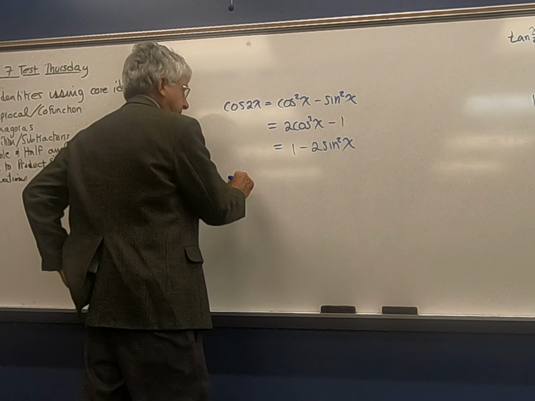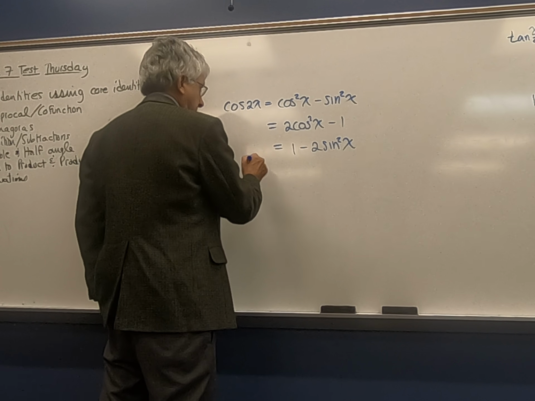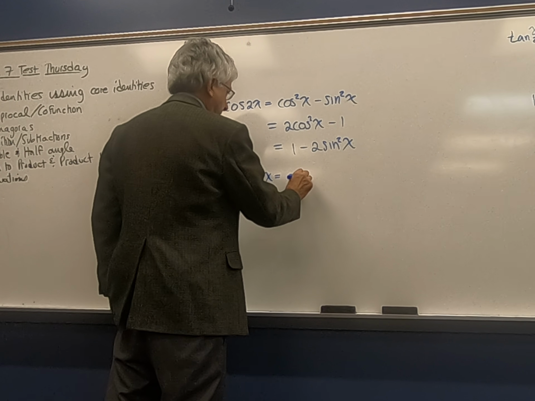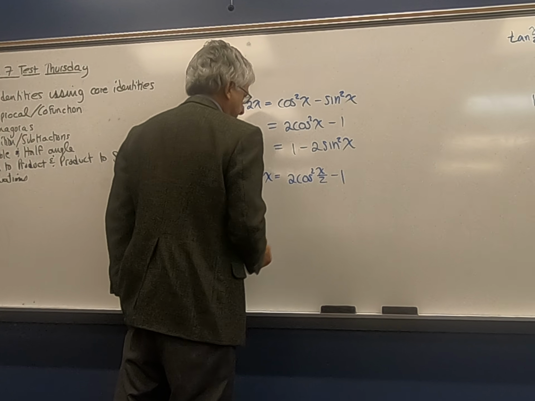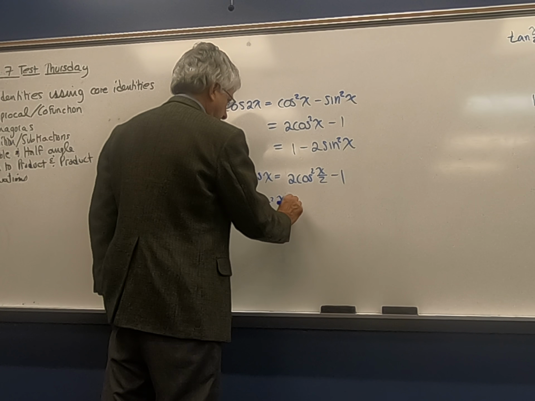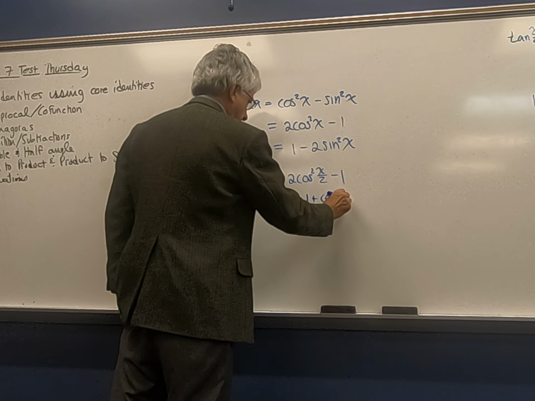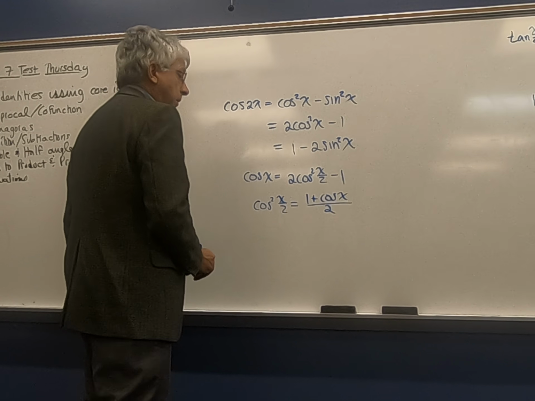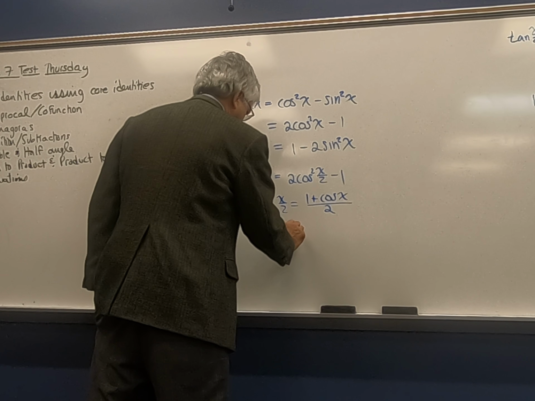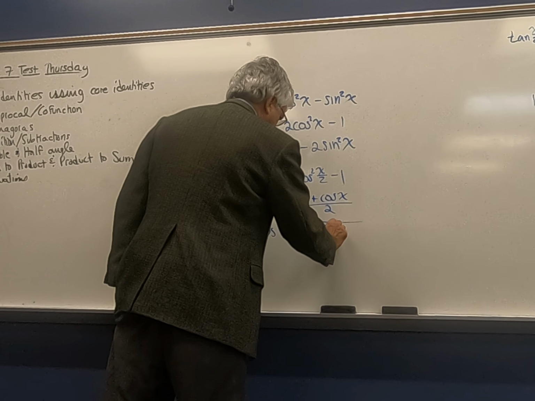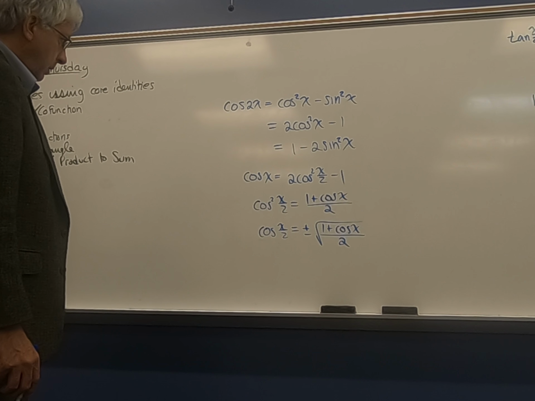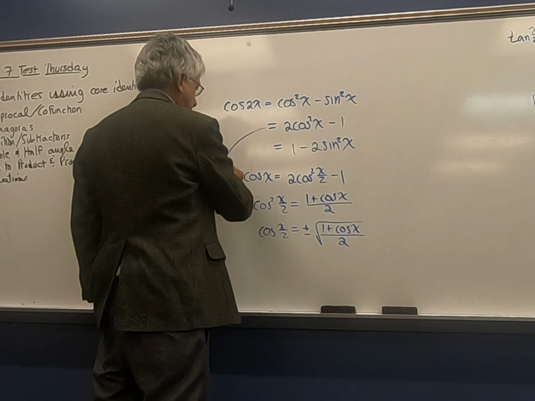So then that says that cosine of x is equal to twice cosine squared of x over 2 minus 1, right? Which, when you solve for cosine squared of x over 2, you get 1 plus cosine x over 2. And so then cosine of x over 2 is either the positive or negative square root, depending on what quadrant you're in, right? Similarly, that's if you use this one.